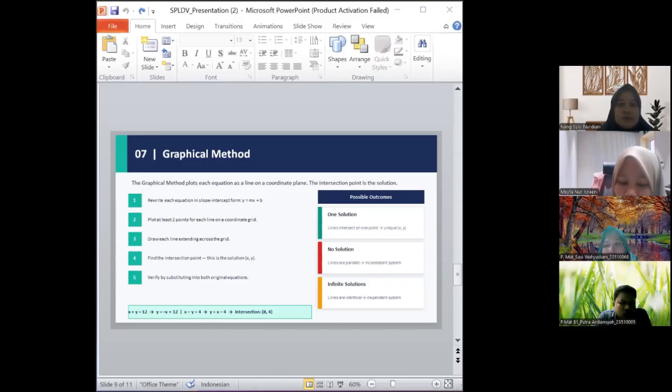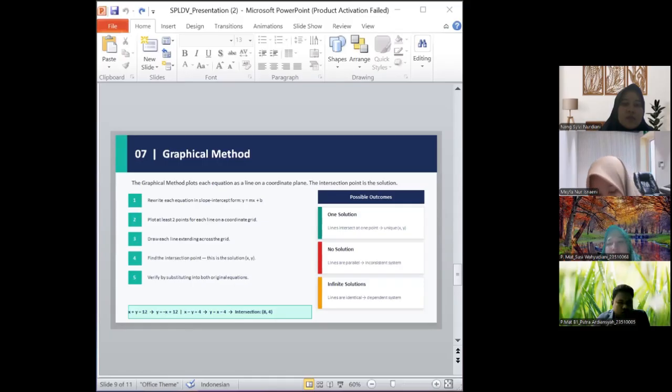These two lines will intersect at the point (8, 4), which is exactly our answer. The advantage of this method is that it gives us a visual understanding of the solution. However, it can be less accurate for non-integer solutions. Any questions about the graphical method?